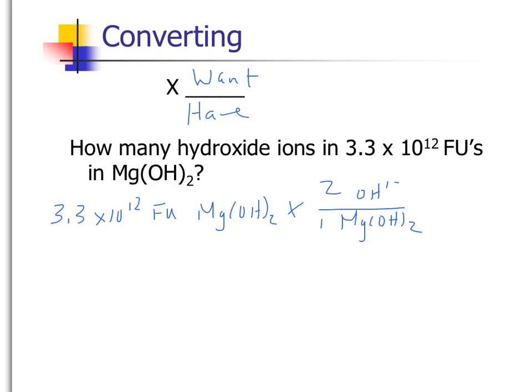Conversion factors work out nicely, especially if you put your units in and keep track of them. If you've set them up correctly, your units will cancel out, and you'll be left in the unit that the question asks you about. So now if I take 3.3 times 10 to the 12, times it by 2 and divide it by 1, that gives me 6.6 times 10 to the 12. The only unit I'm left with is hydroxide ions.